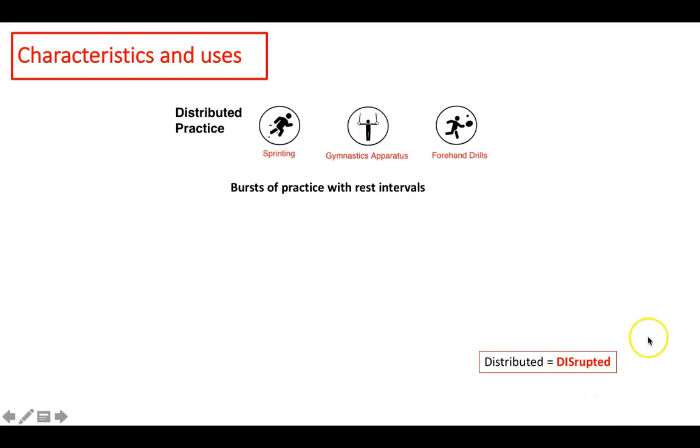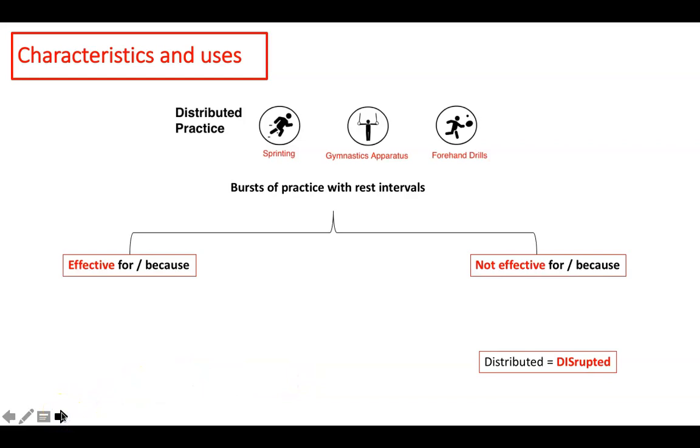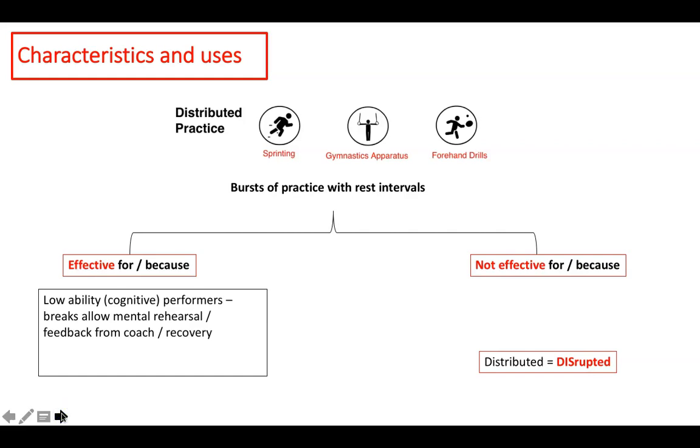Now, I've got at the bottom distributed, disrupted. We're going to come back to that later on this slide. So, what is it effective for? Distributed practice, so this bursts of practice with rest intervals. It's effective for low ability cognitive performers. Okay, so these rest periods allow that mental rehearsal. If we look back to stages of learning, the cognitive learner needs to create a mental picture. So it's really good for our cognitive learners who need that mental rehearsal, that mental picture.